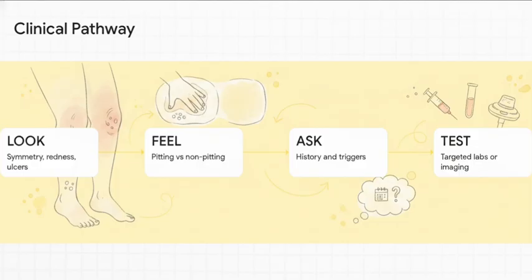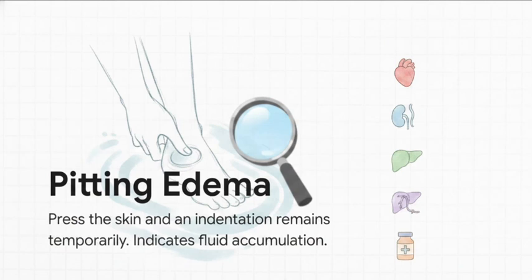Let's actually zoom in on the feel and ask steps for a second. A really crucial part of the feel step is identifying pitting edema. This is when you press into the skin and the indentation stays there temporarily. Finding this points you directly toward fluid accumulation. If it's bilateral and pitting, boom, you should instantly be thinking about our mnemonic: heart, kidney, liver, venous, or medication causes.